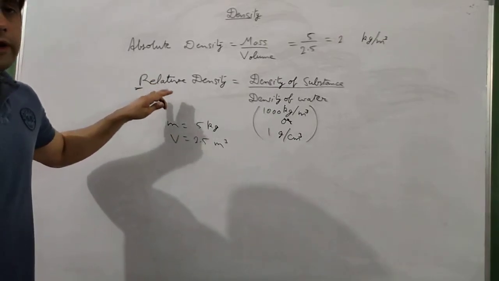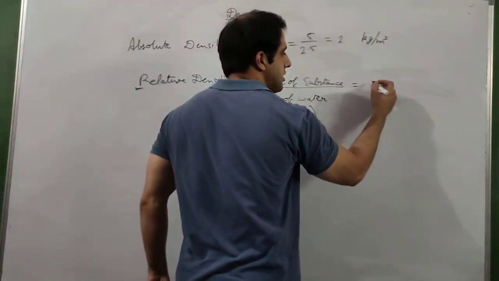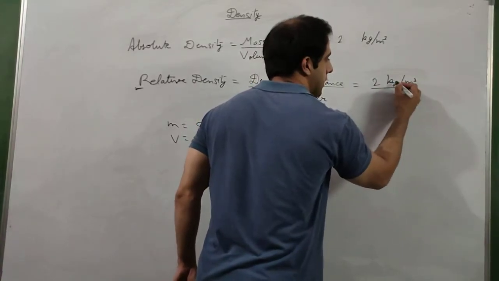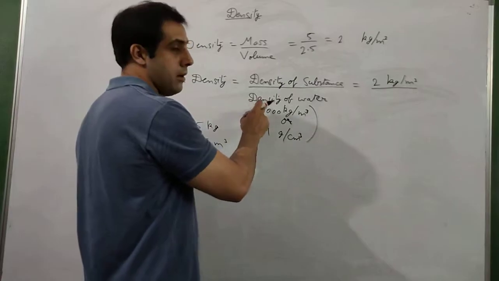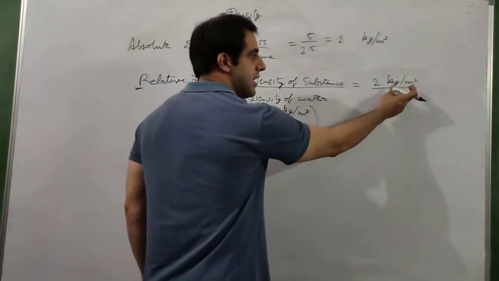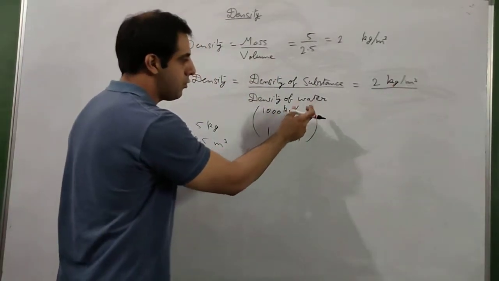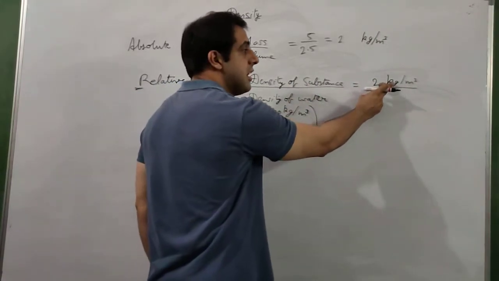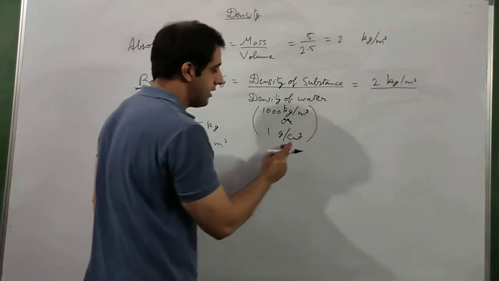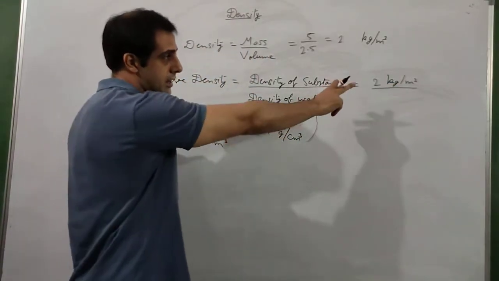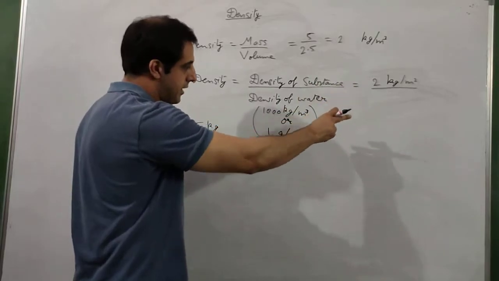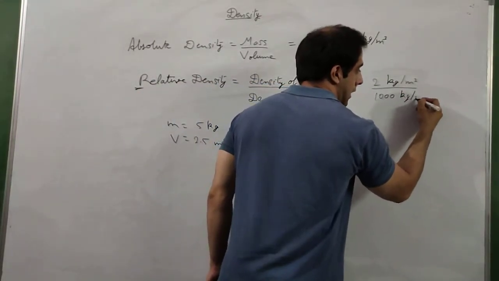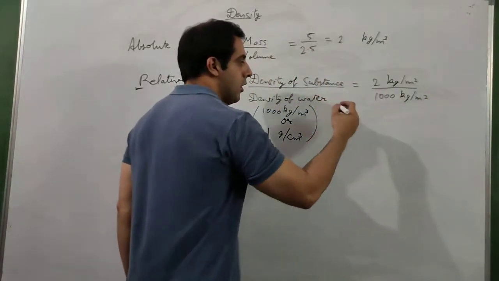Now you can find relative density. We are going to use this value, 2 kg per cubic meter, and divide it by the density of water. Now we are using kg per cubic meter, so the density of water should also be in kg per cubic meter. The units have to be same. If this was gram per cubic centimeter, then we will use that value. Here it is kg per cubic meter, so we are going to use 1000 kg per cubic meter.